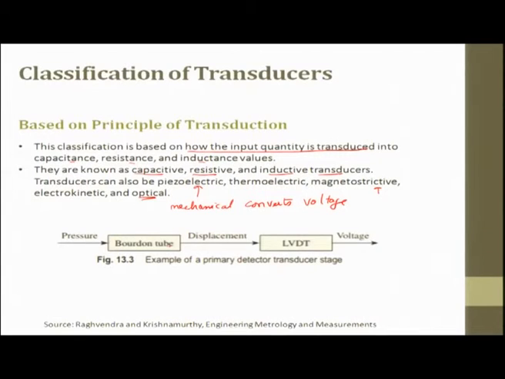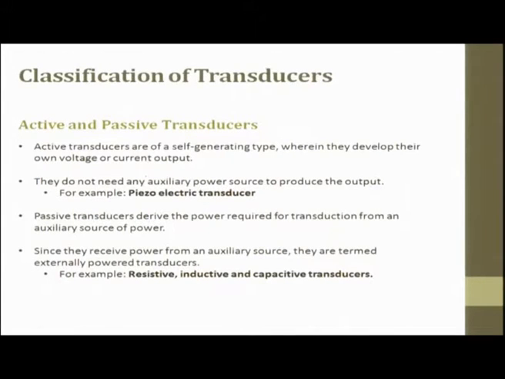So, here the input quantity is transduced into capacitance, resistance or inductance; they are capacitance transducers, resistance transducers or inductance transducers. The basic principle is using capacitance, resistance or inductance. Transducers can also be classified into two, which can be active or passive. So, you see several classifications. One was primary, secondary.